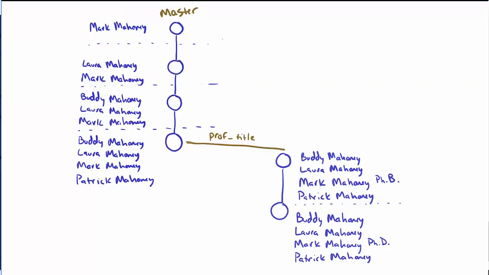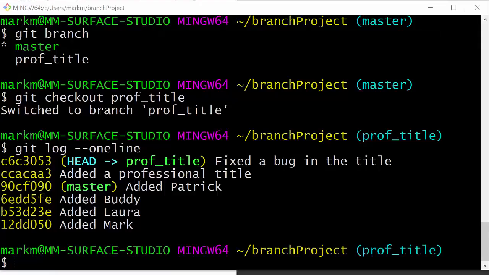Okay, now let's create a branch to add some middle names. So imagine that different developers were responsible for the professional title and middle names features. And they were working on these two features at exactly the same time. So to simulate this, I'm going to go back to the master branch because that's really the starting point for this new feature.